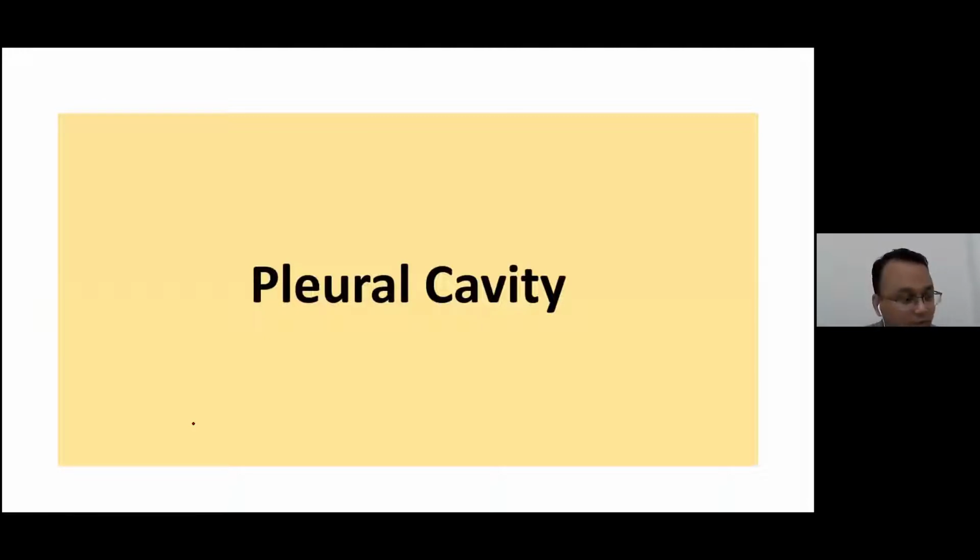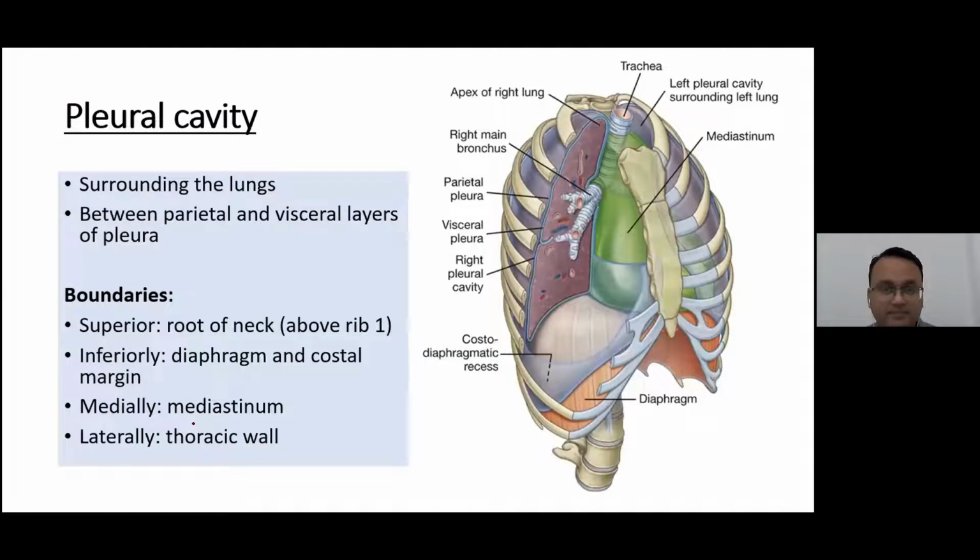Now we'll move on to the pleural cavity, and then we'll go to the lungs itself. Any questions so far? Okay, so I proceed.